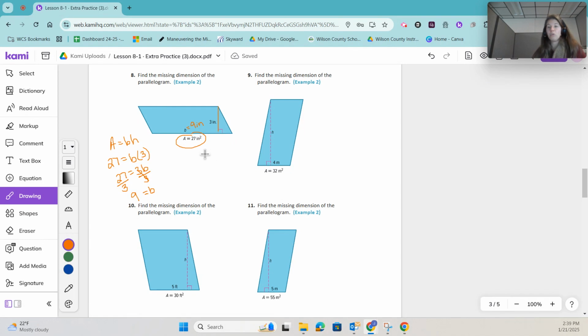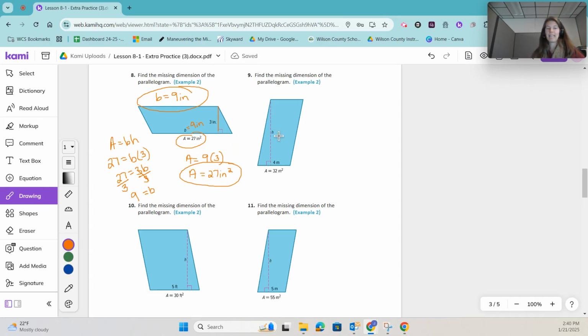And I can double check my work. Area equals base 9 times 3. 9 times 3 is 27 inches squared. That is correct. So my base equals 9 inches. All right, let's try it for the height.